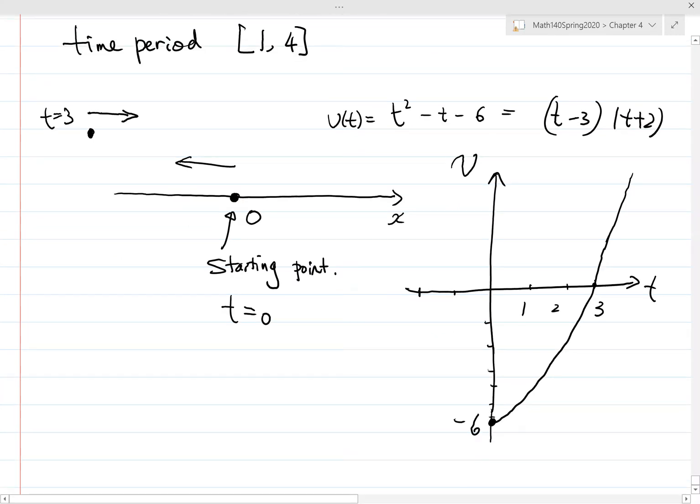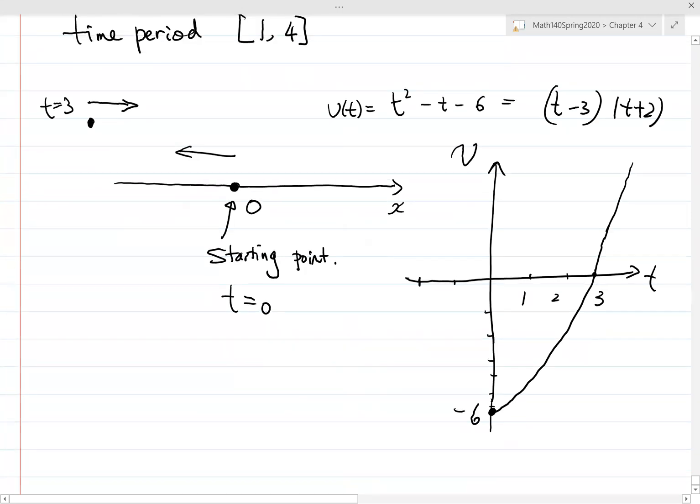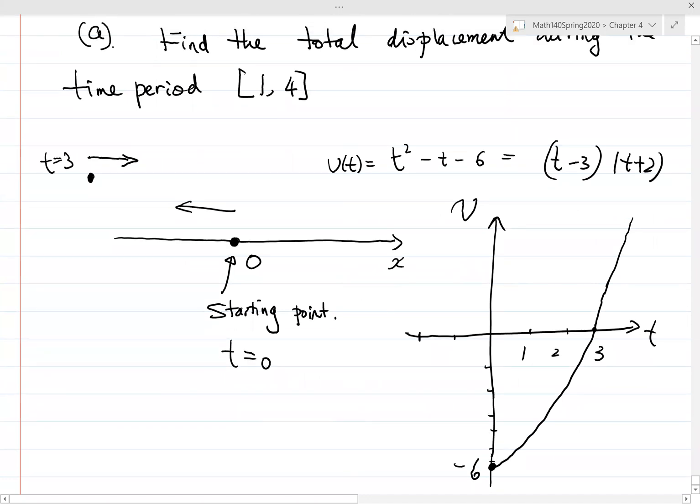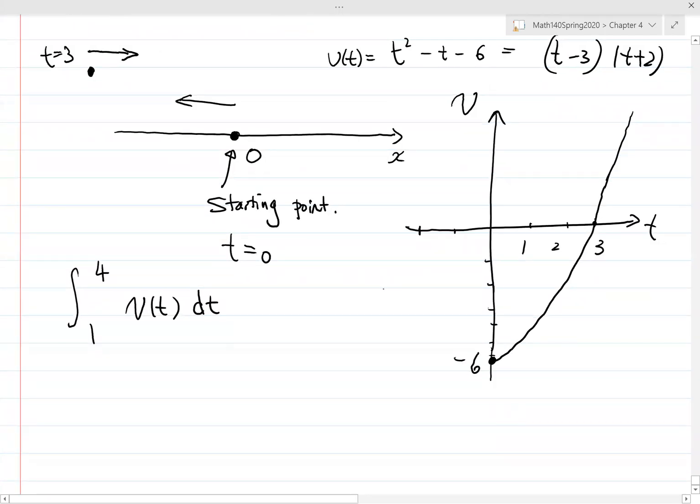So the displacement. How do we calculate displacement? Well, we just integrate the velocity straightforwardly. We integrate the velocity from the initial time 1 to the final time 4, v(t) dt, and then we substitute the given expression. Remember, v(t) is t squared minus t minus 6 dt.